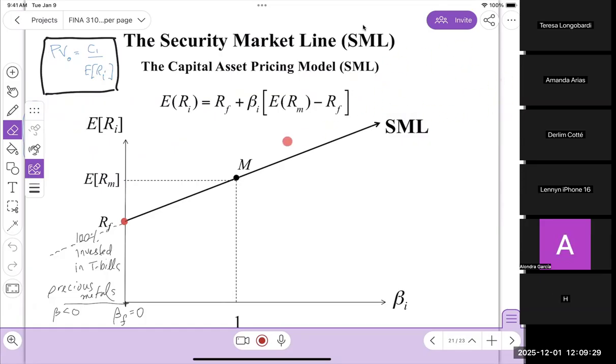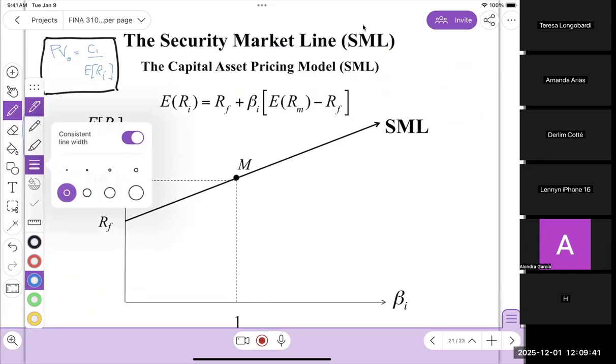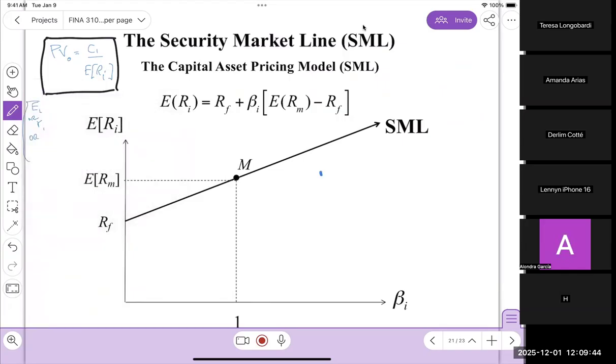Yeah, okay, so let's say there's a security over here. I'm going to call it security J. Security J is over here. It's not on the line. What's wrong with that? Why should it end up on the line?